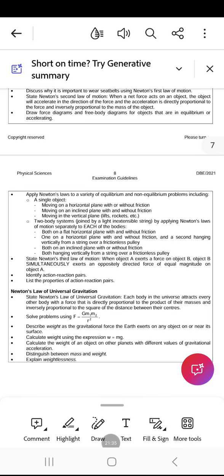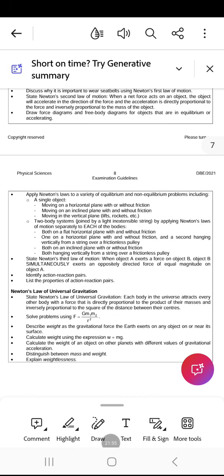So for example, draw force diagrams and free body diagrams for objects that are in equilibrium. As I explained, equilibrium means balanced forces. Equilibrium is where F net is equal to 0, or you must not draw a free body diagram for an accelerating object.